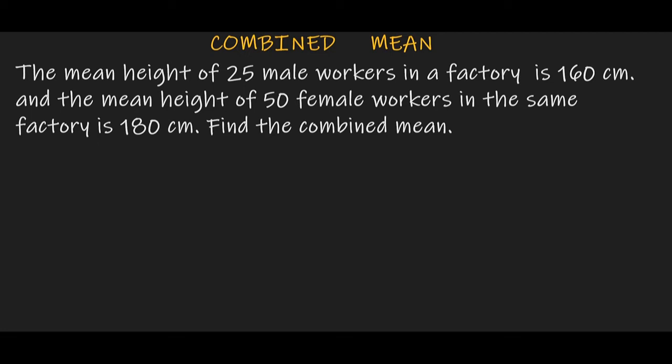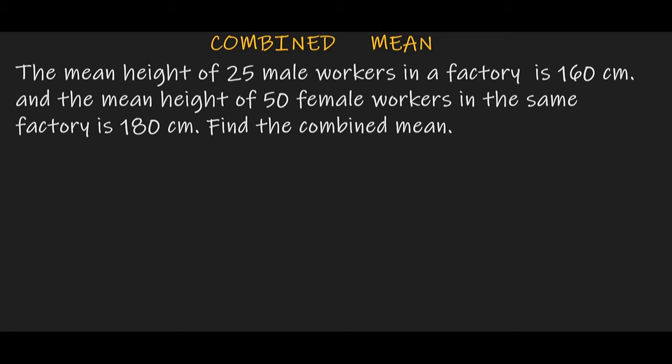In this video, we will solve a question of combined mean. That is, how to calculate combined mean in the given question. The question here is, the mean height of 25 male workers in a factory is 160 centimeter, and the mean height of 50 female workers in the same factory is 180 centimeter. Find the combined mean.